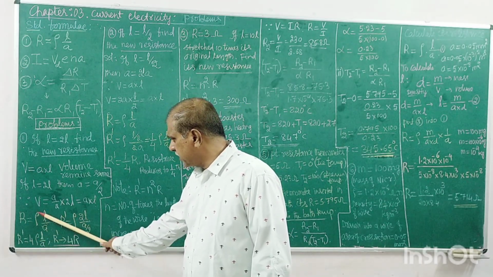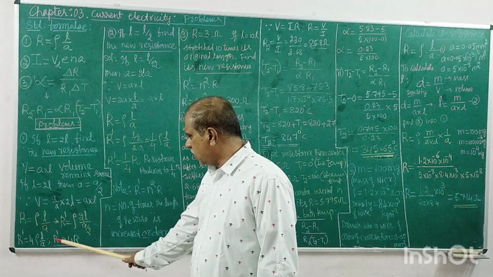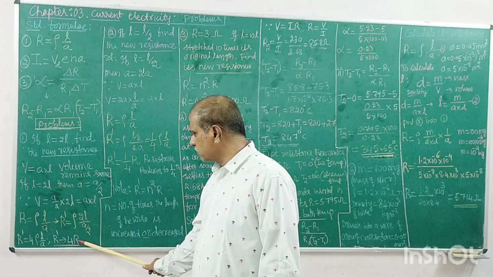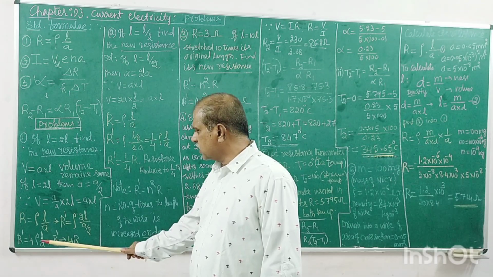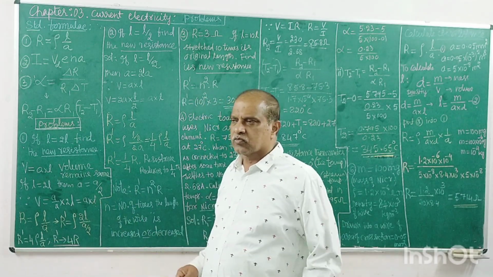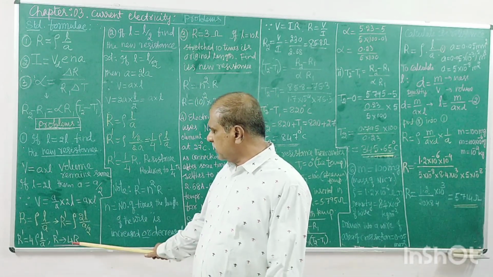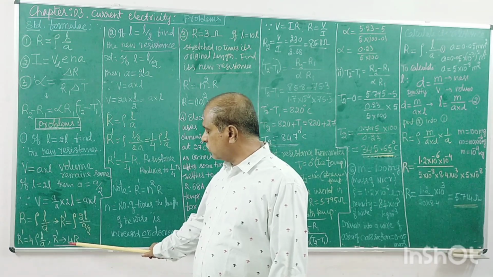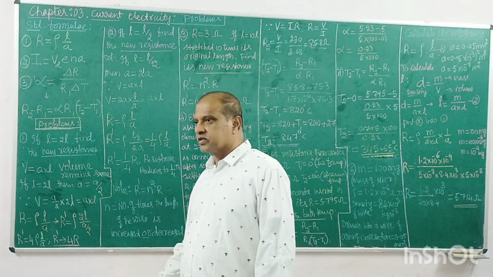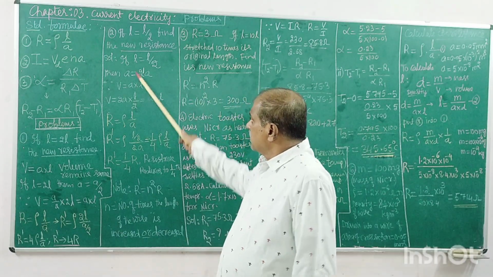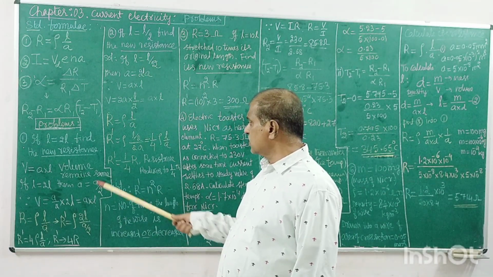So rho into L by A is R. So R dash is equal to 4 into R. It means the new resistance, the resistance after the change, when you stretch it, is increased by 4-fold, 4 into R. So this is how we can calculate problems like this. And the second problem is, this is stretching.